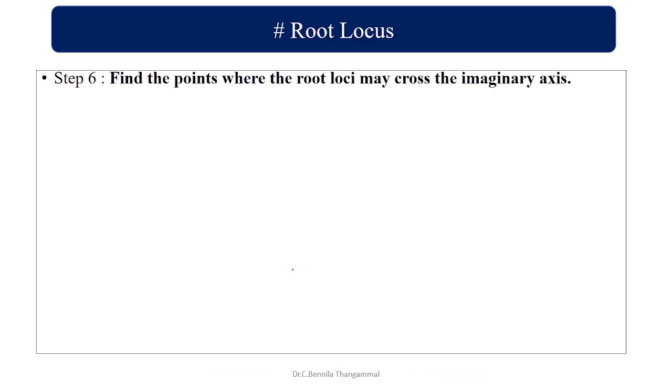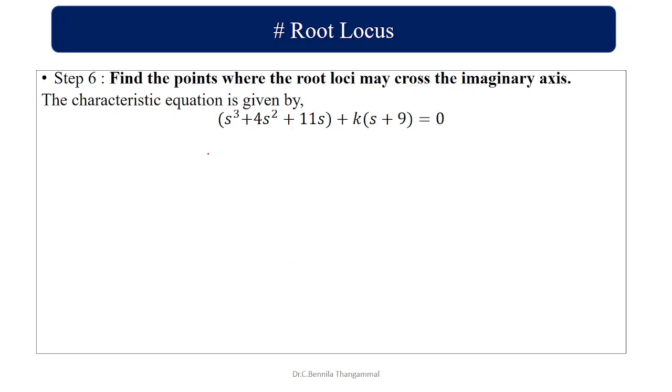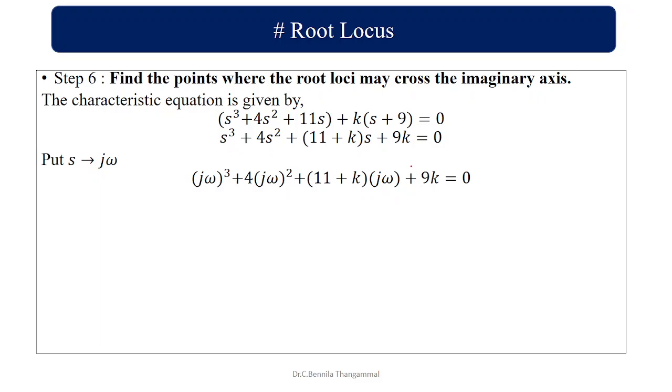Step 6 is to find the points where the root locus crosses the imaginary axis. So the characteristic equation is s cube plus 4s square plus 11s plus k into s plus 9 is equal to 0 here. So s cube plus 4s square plus 11s plus ks plus 9k. So this ks and 11s, I just take your s out. So 11 plus k s plus 9k. So replace your s by j omega. So I replace the j omega here.